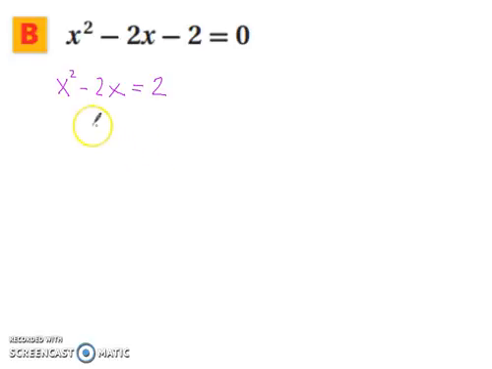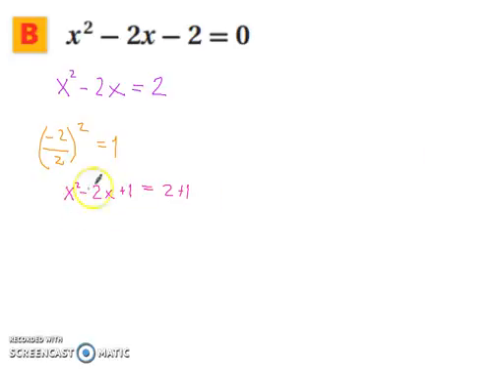Step 2, we want to find our new c value here. So we're going to do negative 2 divided by 2, and then square it, which gives us 1. So we're going to add 1 to both sides. So we have x squared minus 2x plus 1 equals 2 plus 1.